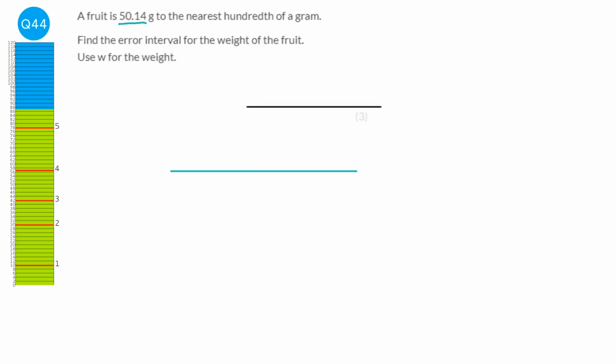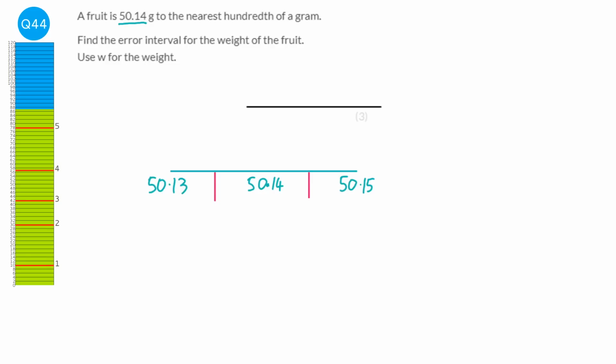To find the error interval, I'll start by just drawing a number line, and we're going to put the number in, so 50.14. And we're going to think to ourselves, well, what would the next number down and the next number up be? Well, it's the nearest hundredth of a gram, so the next number down would be 50.13, and the next number up would be 50.15. Then to find the lower bound and the upper bound, or the highest and lowest it could be, we just find the halfway points between those two.